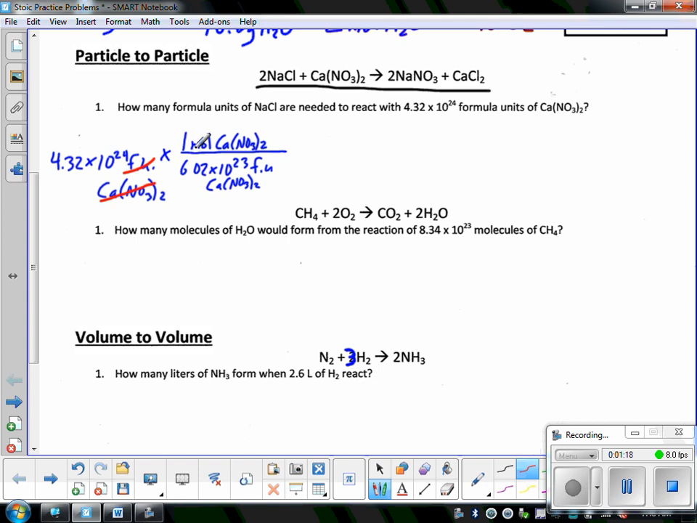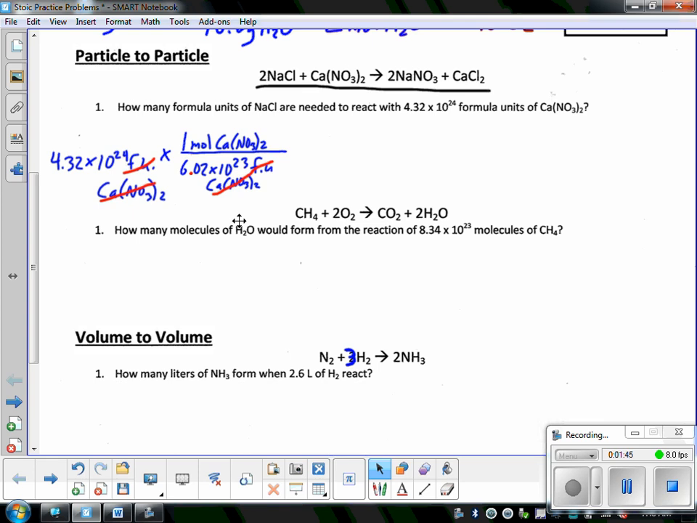So in every 1 mole, there is Avogadro's number, right? 6.02 times 10 to the 23rd formula units. So when that cancels out, you now would take 4.32 times 10 to the 24th divided by 6.02 times 10 to the 23rd, right? That's going to get you the number of moles of your calcium nitrate.